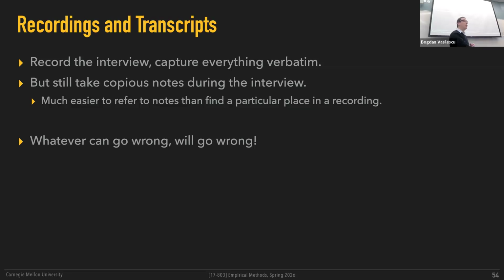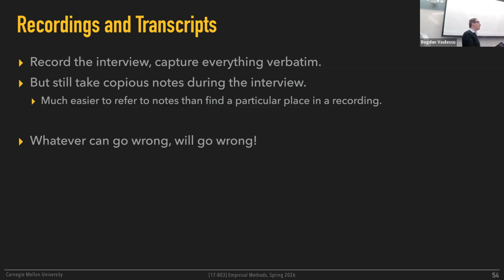You have a second recording on your phone because every so often the first recording craps out for whatever reason. Ideally, especially with high value interviews, you don't want to be in a position where you have lost the actual recordings, because you can't go back and redo this. Of course, you take copious notes throughout this whole process.